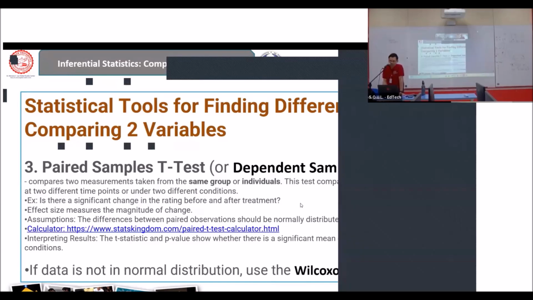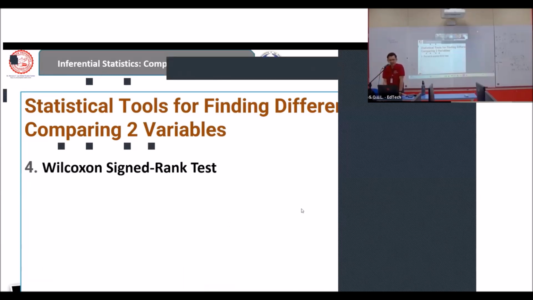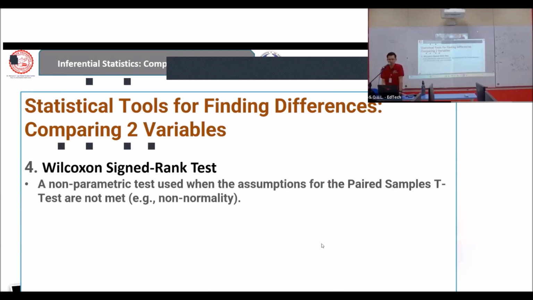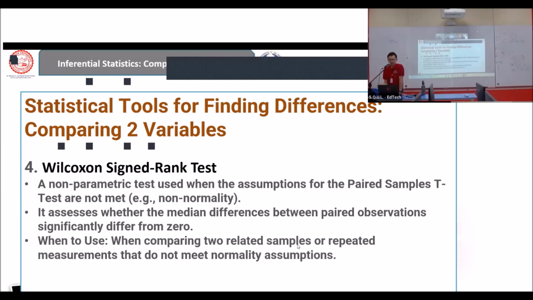I'll introduce another one, the Wilcoxon signed rank test. It is a non-parametric test, used when the assumptions of your paired sample t-test are not met, meaning the data is skewed, not normally distributed. It assesses whether the mean differences between paired observations significantly differ from zero. When to use? When comparing two related samples or repeated measurements that do not meet the normality assumption.